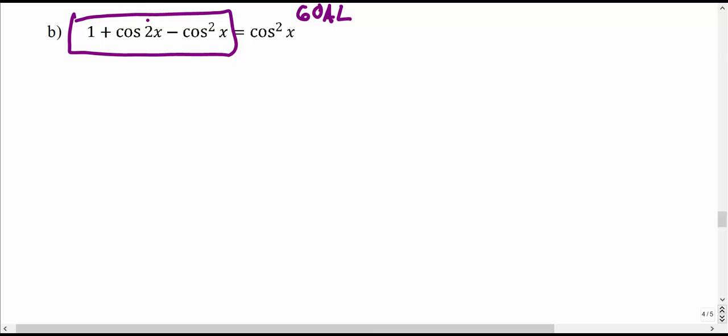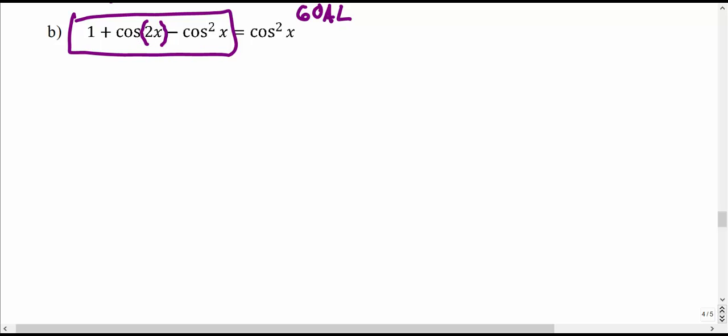One thing we have to be careful about is that we won't be able to factor this, because this input angle is different than this input angle. So 2x as an input angle makes this a completely different type of term than just cosine of x. So we have to be careful there.